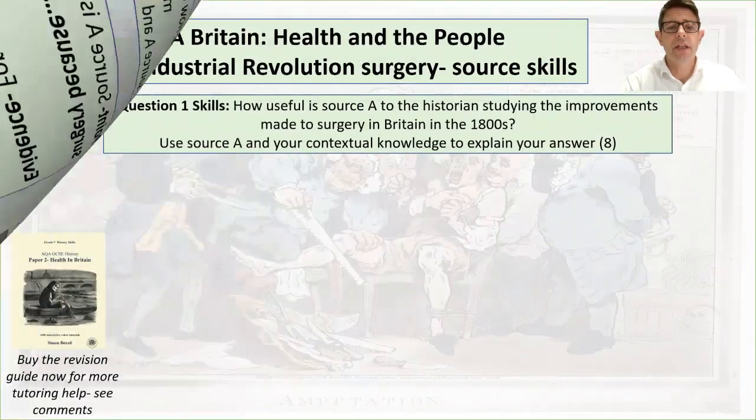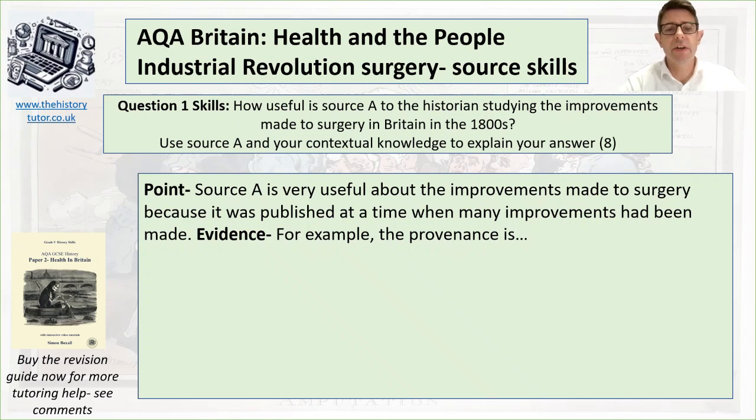Okay, got your idea? So here's my opening sentence. I've said source A is very useful about the improvements made to surgery because it was published at a time when many improvements have been made. For example, and then I want to talk about the provenance. So what could I say about the provenance, about when it was made?